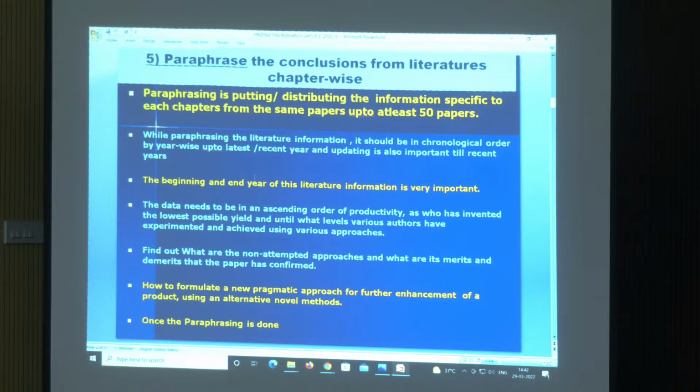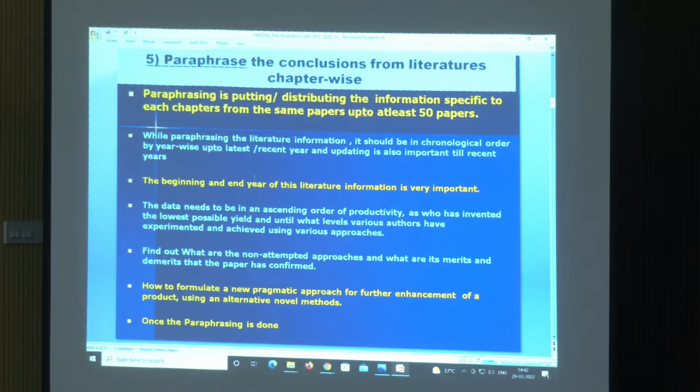Once you paraphrase it, for just about a single parameter, you will have a minimum of 10 pages of information, at least 50 authors' information, which is adequate enough to gain a research gap. So that's what you have to make, and find out the non-attempted approaches and what their merits and demerits are that the paper has confirmed. Then, how to formulate a new pragmatic approach based on it.